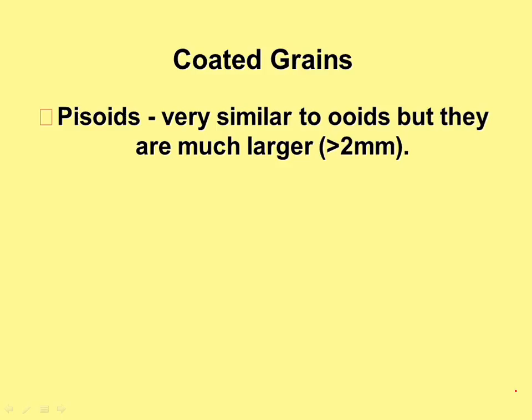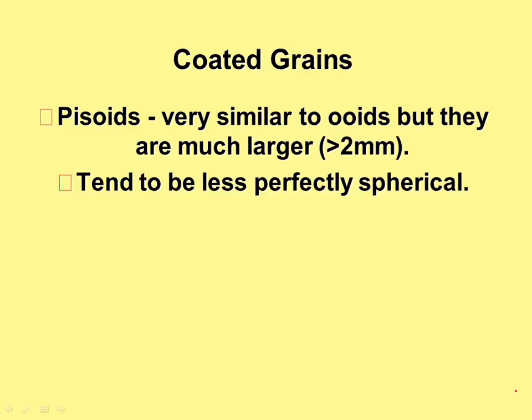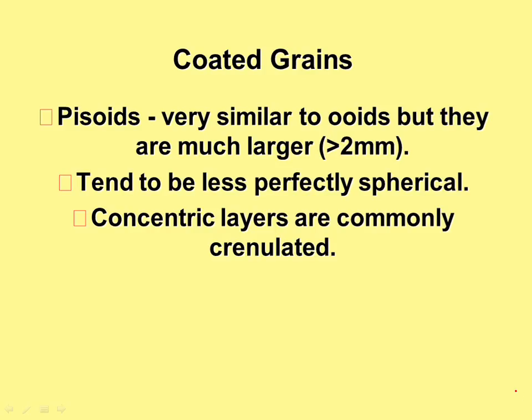Pisoids, the second of the coated grain category, are very similar to ooids in that they have this kind of concentric layering, but they tend to be much larger than about 2 millimeters. They tend to be not as perfectly spherical. The concentric layers tend to be crenulated, irregular, and it's suggested that the crenulation might be related to some algal interaction associated with the generation of these concentric layers. Wrinkly. Okay.